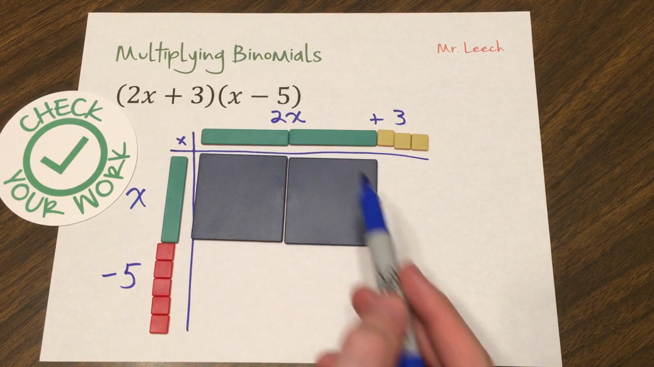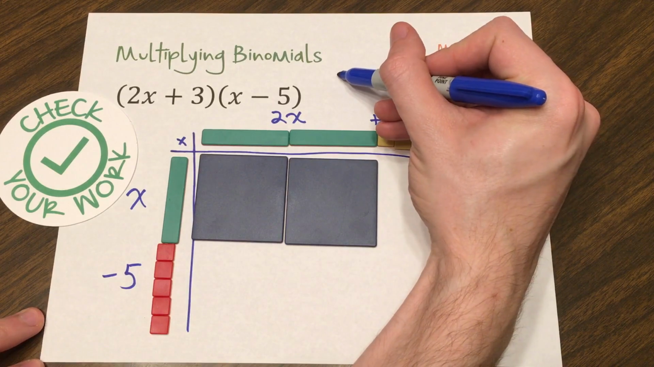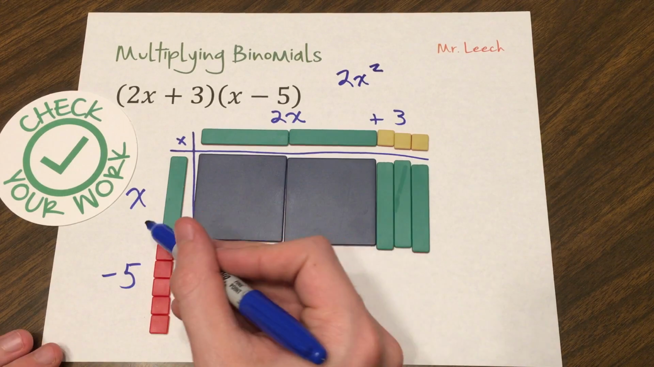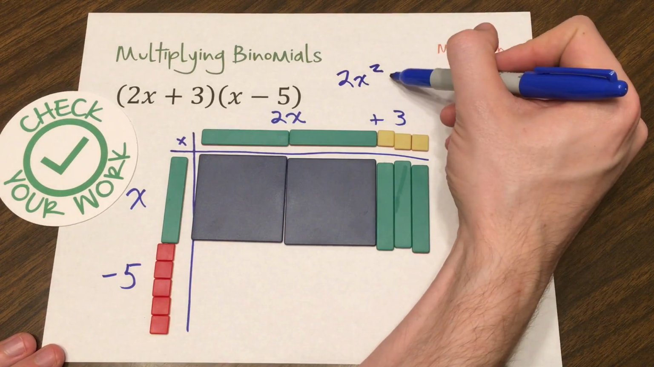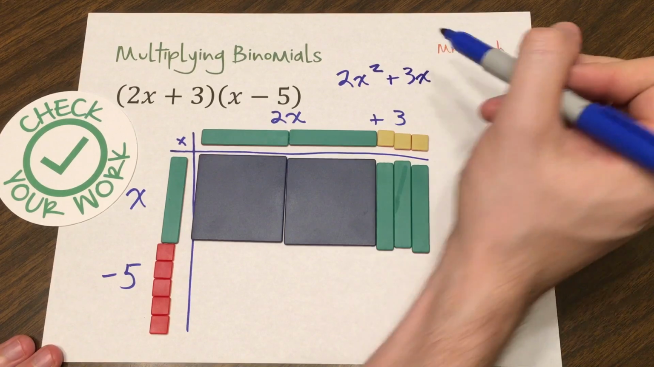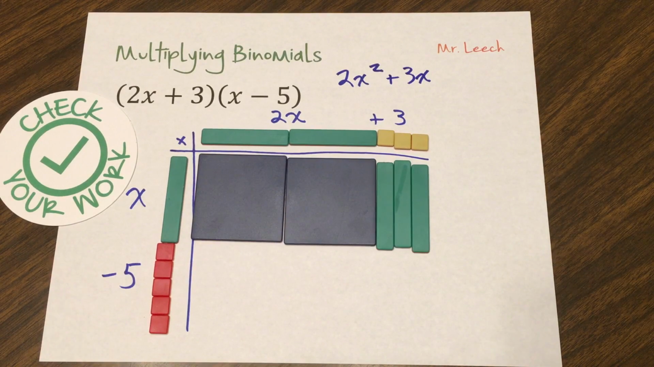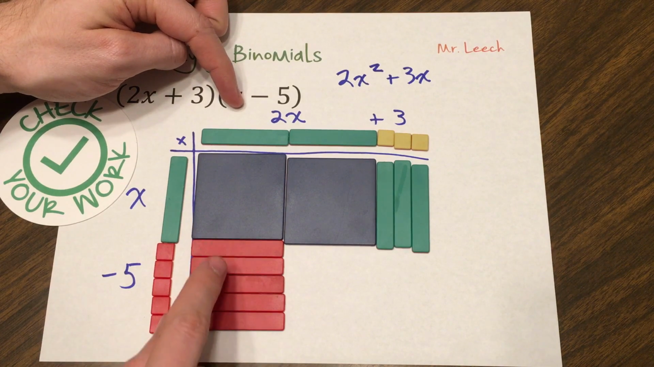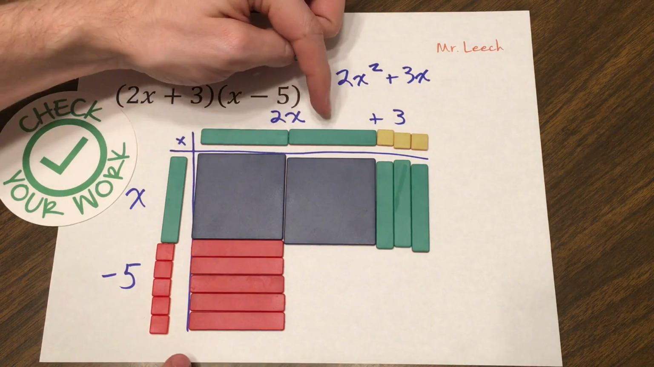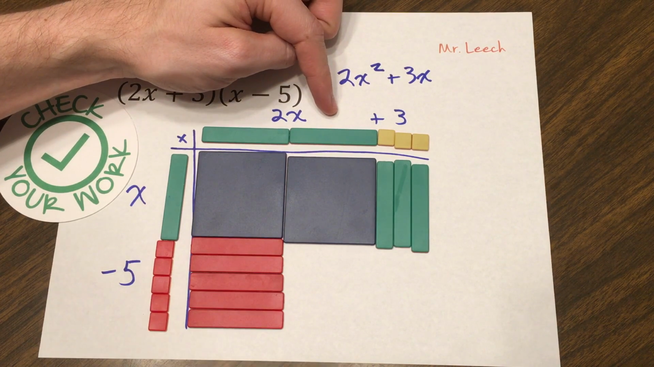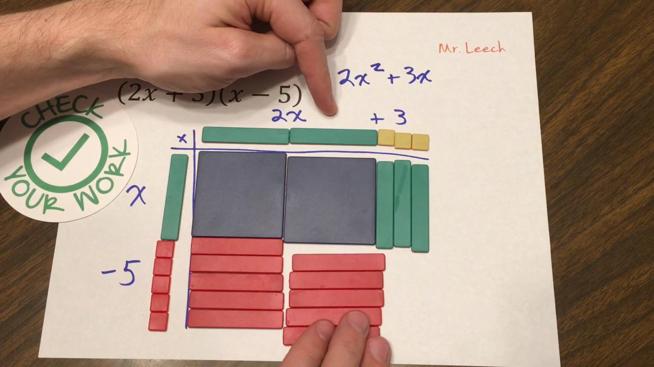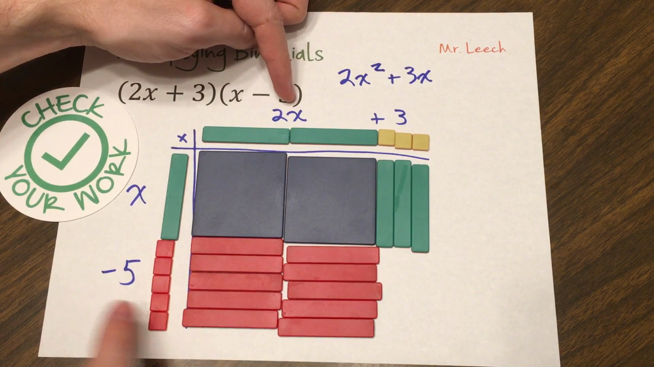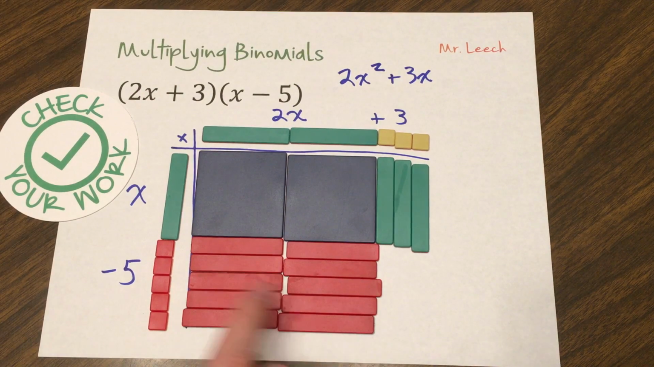So the x times 2x will give me 2x squared. Then the x times 3 will give me a plus 3x. Now this x times negative 5 will give me a negative 5x. So if I put that together, I'm going to have negative 5 times 2x will give me negative 10x.